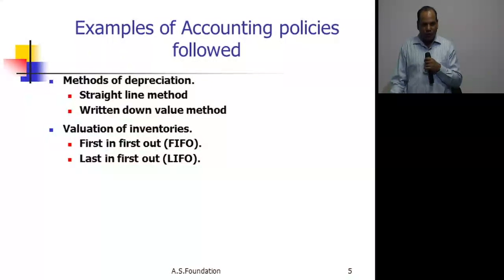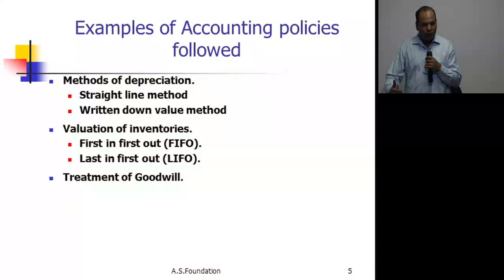Inventory should be valued at cost or NRV, whichever is lower. Cost can be measured by FIFO method or weighted average method. In some countries, LIFO method is also permitted. In India, LIFO is not permitted for financial accounting purposes. Weighted average is permitted.